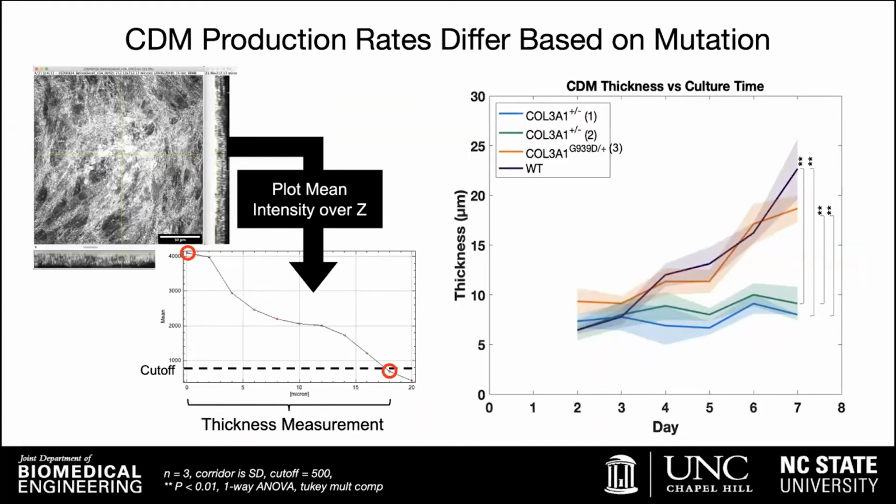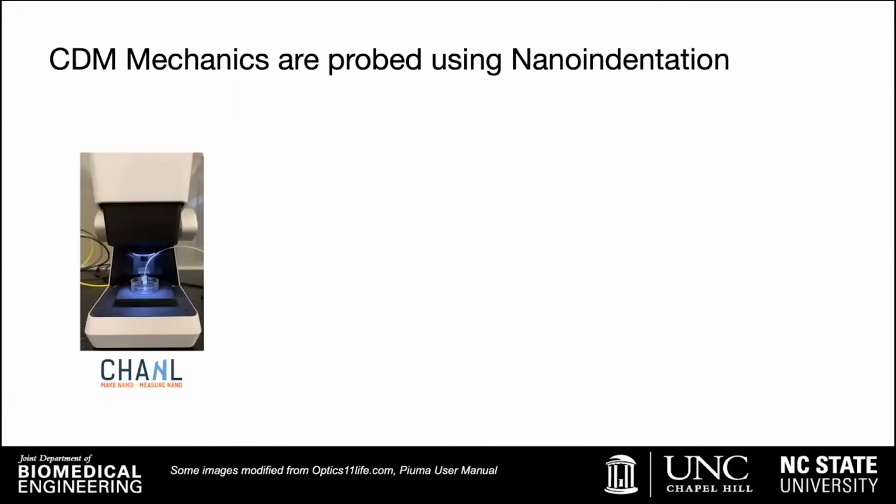Further, using confocal reflectance microscopy, we're able to obtain a measurement of thickness of our sample. And we see by measuring this over the time course of our experimental timeline that at the end of our 7-day time point, the cell lines with the haploinsufficient mutations produce ECM that is significantly thinner than both the wild type and the dominant negative phenotype, indicating that mutations are affecting the production rates of ECM components.